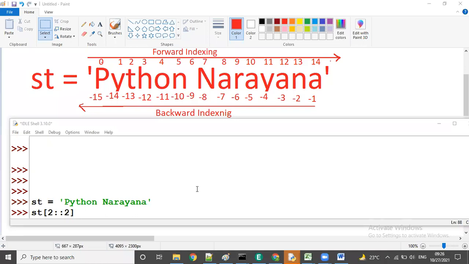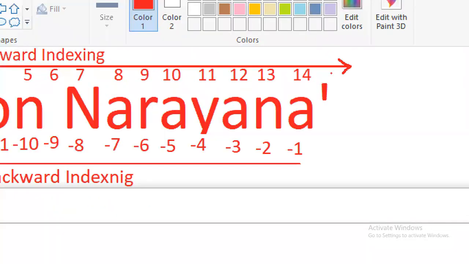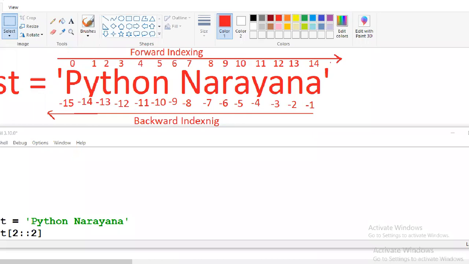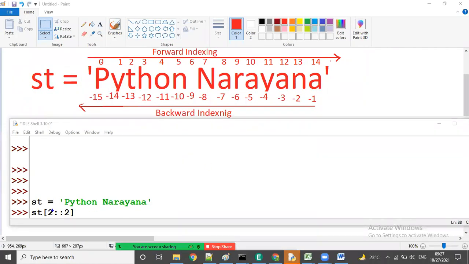I understand some people are getting confused, so observe. What is the start number? Start number 2, this is 2. Now, how much is the increment number here? Plus 2. Plus 2 means in the forward direction, take every second character till the end.